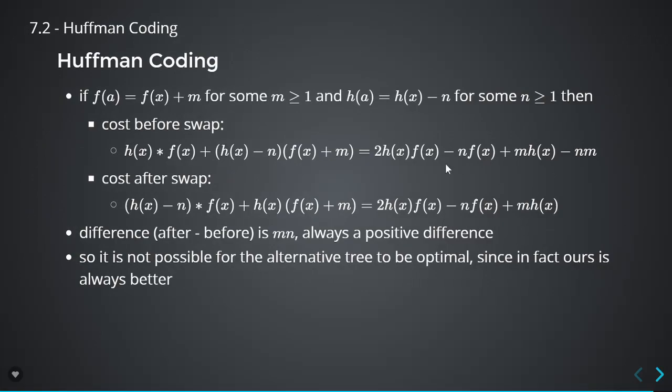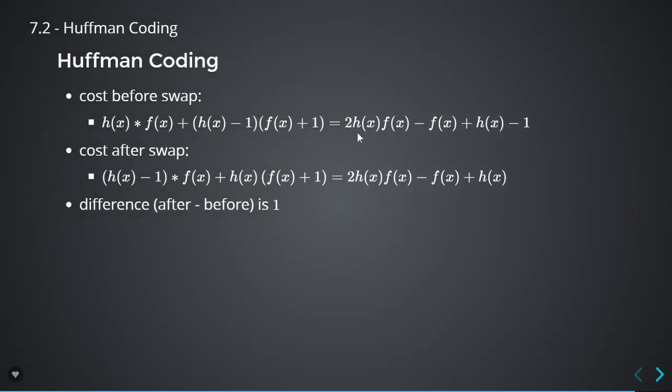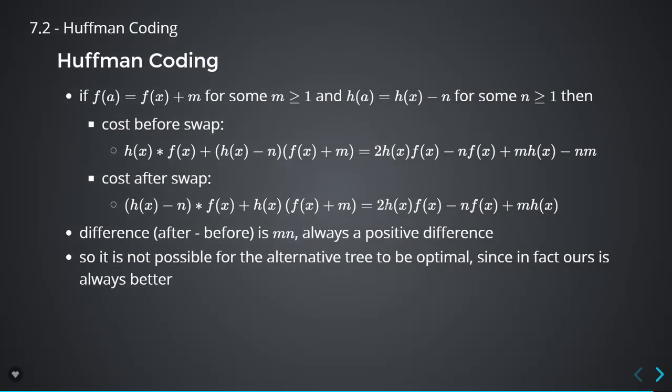Now you can generalize this. If instead of 1, you have m here, and the difference in height is more than just 1, so you have n there instead, put inside the formula again. You're going to have nm as the difference between your tree and my tree. So 1 is already the smallest you can have, like the fact that we chose 1 here, that's the least difference you can have. So no, it's not possible for the alternative tree to be optimal. So in fact, ours is always better.